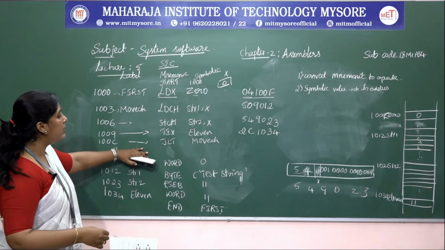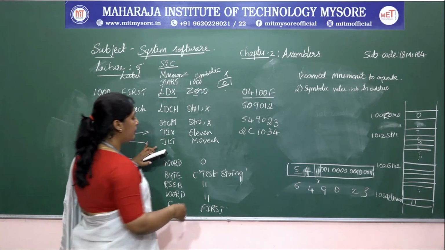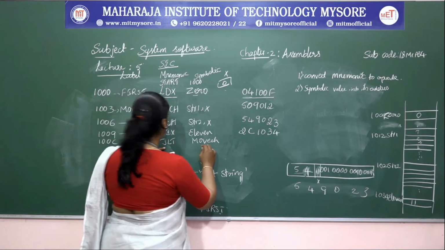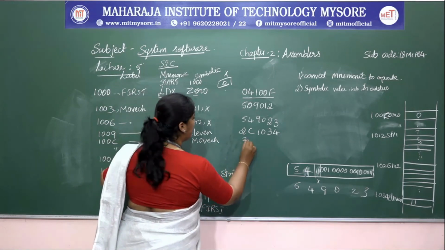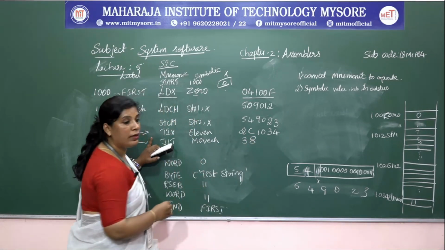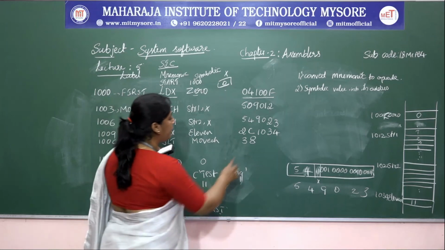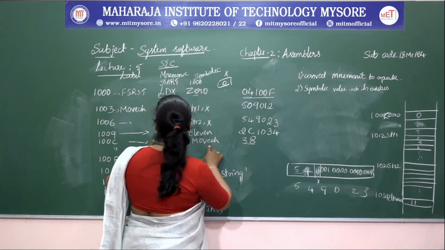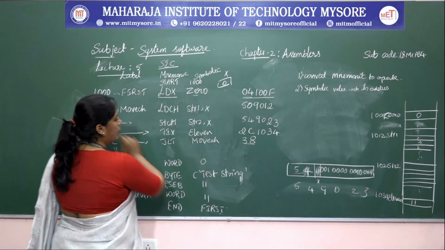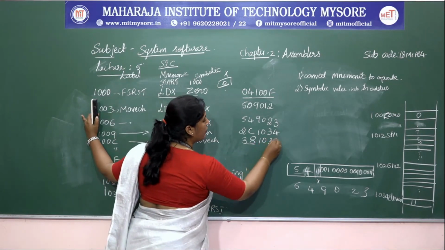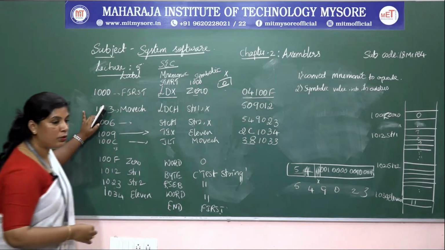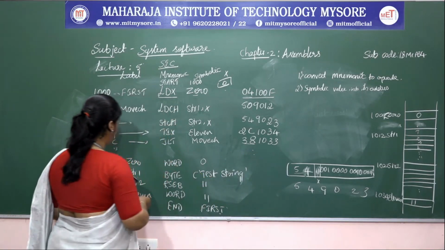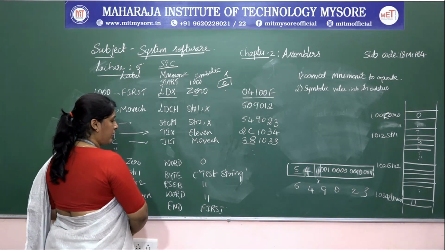What is the next instruction? JLT. JLT is nothing but move CH. What is the opcode for JLT? It is 38. It is there in the textbook, at the last page, page number 470, right? 38 is the opcode for JLT. Then move CH, where is the move CH? The memory location 1033.